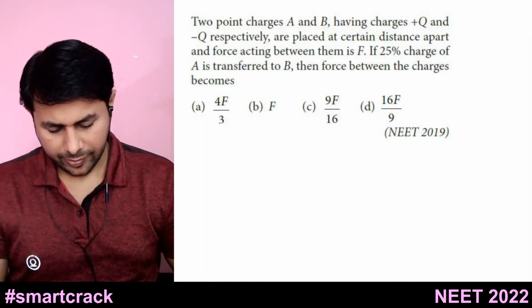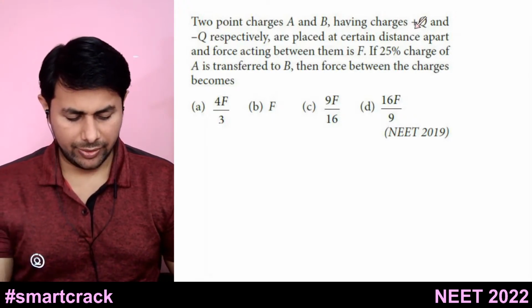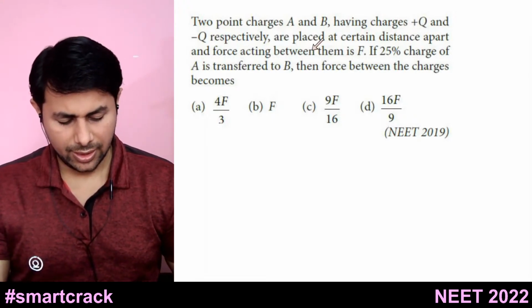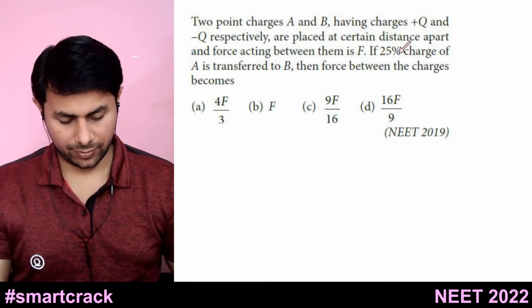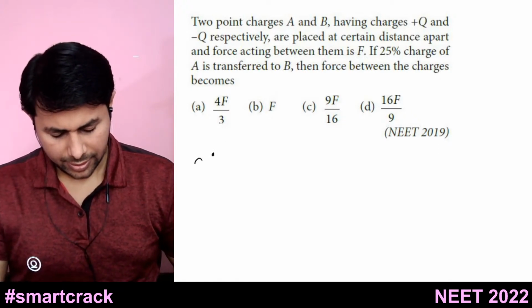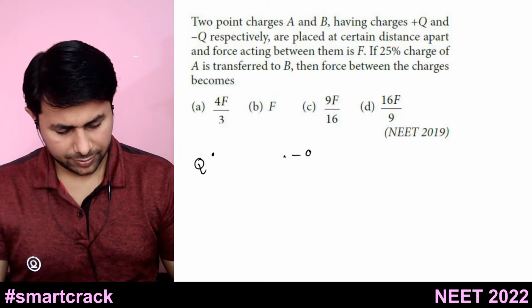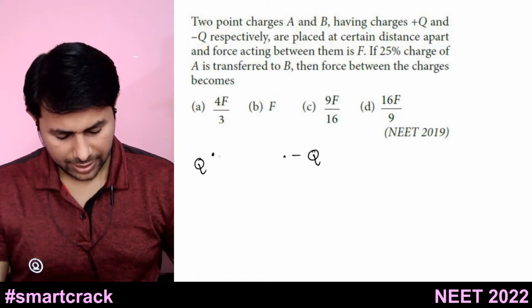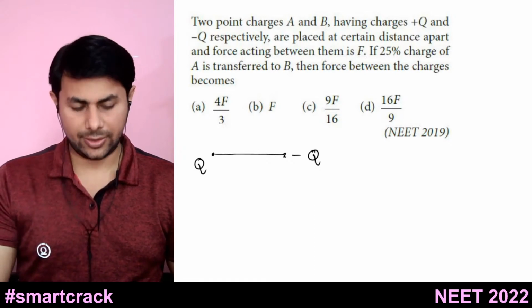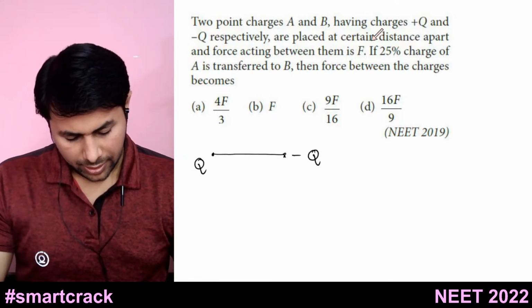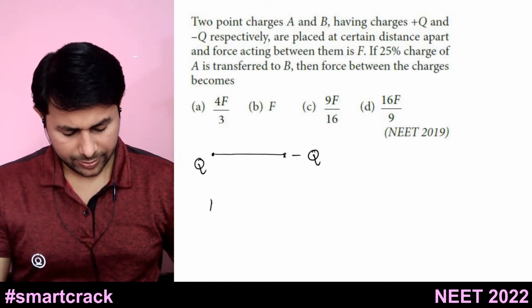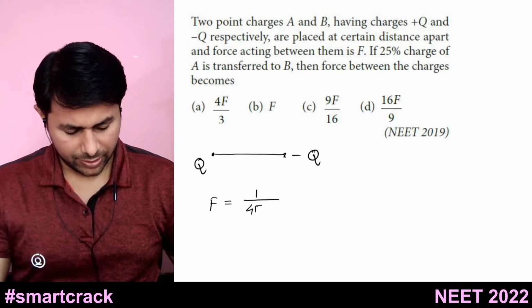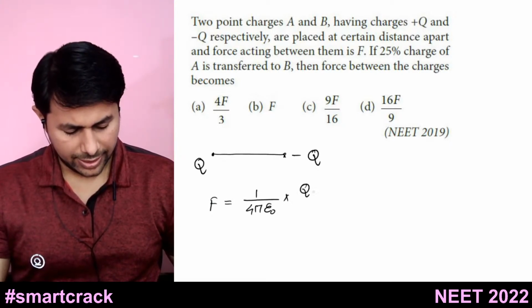So problem number 1: two charges A and B having charges plus q and minus q respectively are placed at a certain distance apart and the force between them is F. So we have two charges q and minus q and they are kept at some distance away from each other, and the force between them is F. So what will be the force? It is 1 over 4 pi epsilon naught into q times minus q over r square.